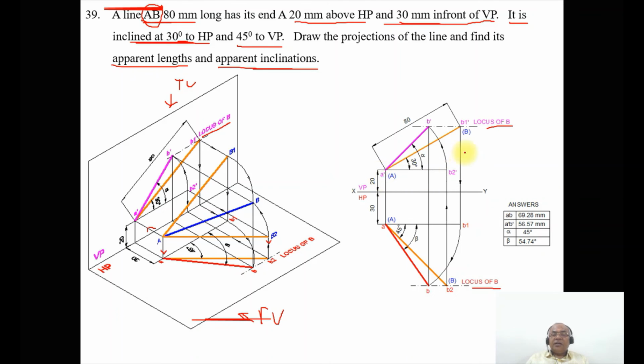Then as we know, the locus of B in the front view is above HP by this distance, it is not 20 mm. With a dash as center, taking the radius of a dash b2 dash, by using the compass, you draw an arc such that it is going to cut the locus of B in the front view, and you mark that point as b dash, and join a dash b dash with a dark line, and you mark this as angle alpha.